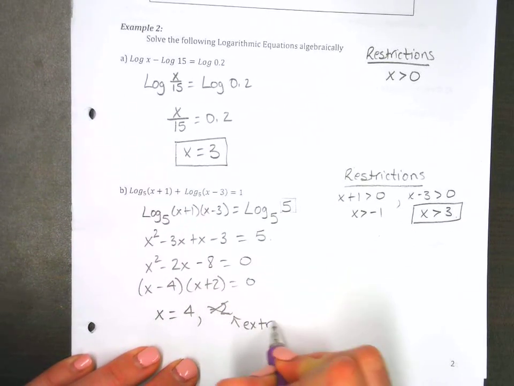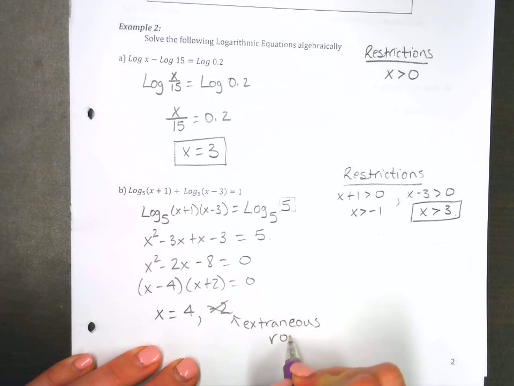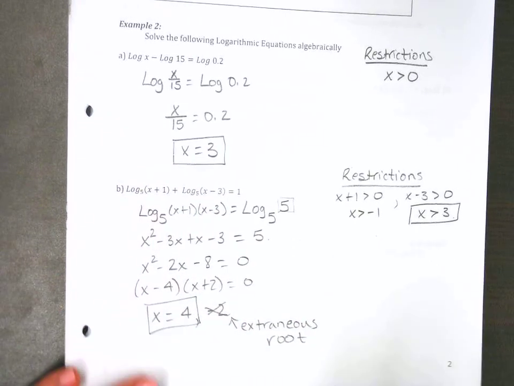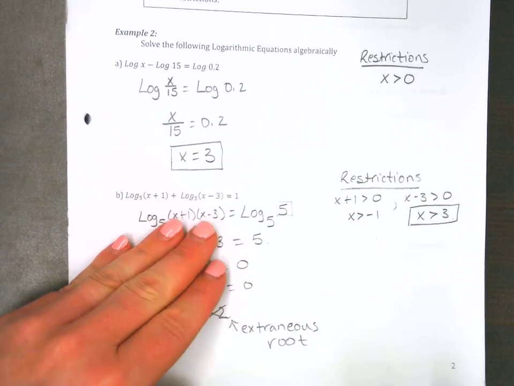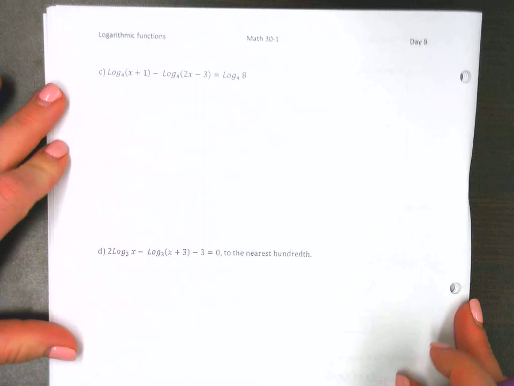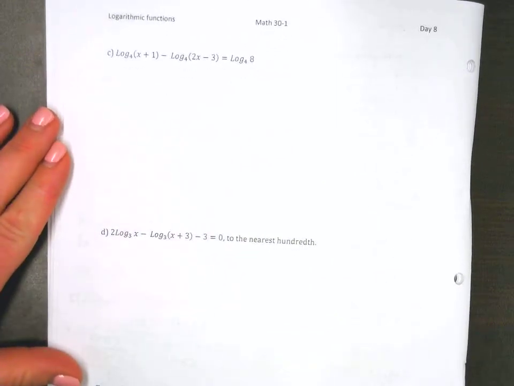Okay. All right, so moving on. Given the following, log base 4 of x plus 1 minus log base 4 of 2x minus 3 is equal to log base 4 of 8. So restrictions, let's start with that.